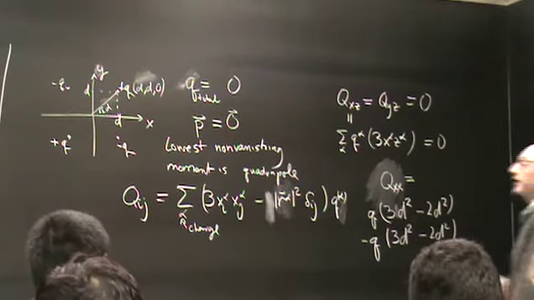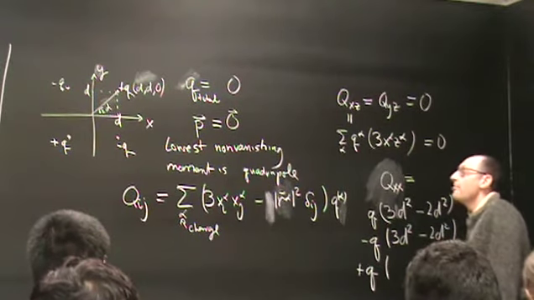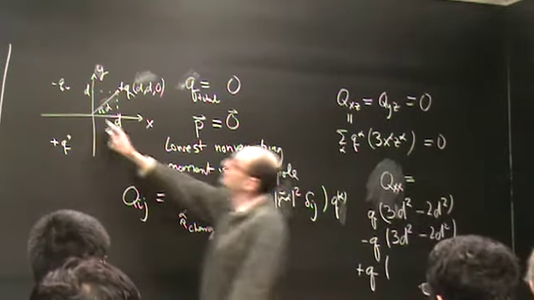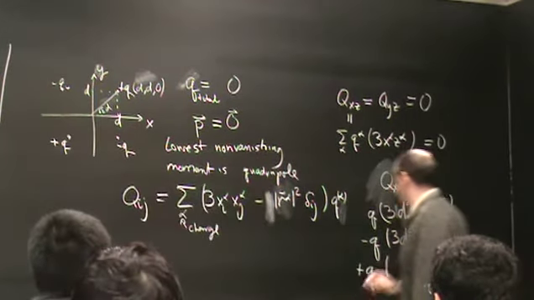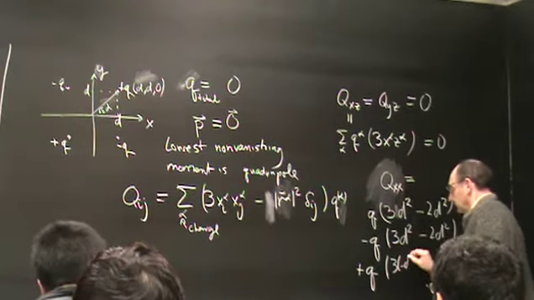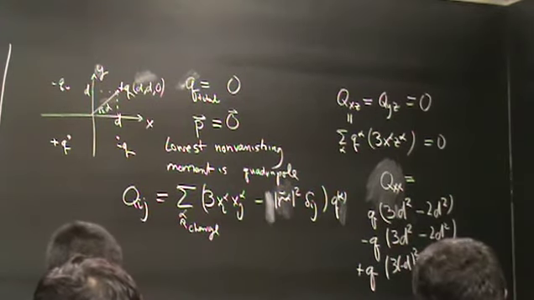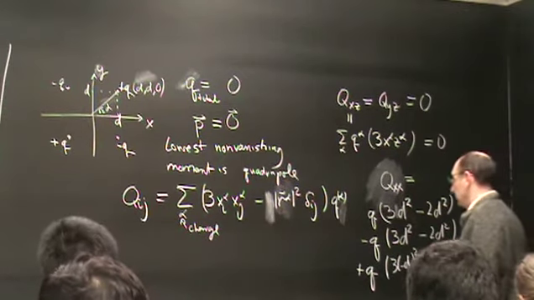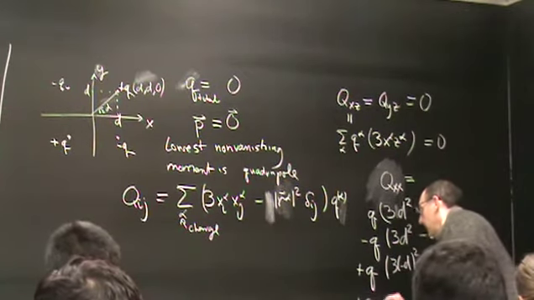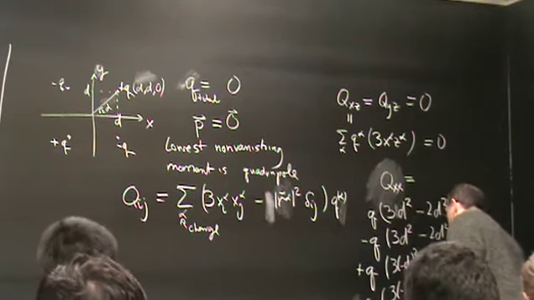Then we have the third guy. The third guy is a positive q. Its x coordinate is minus d, but we got to square it. And its distance from the origin is the same. And we have the last one, which has also a minus x coordinate.